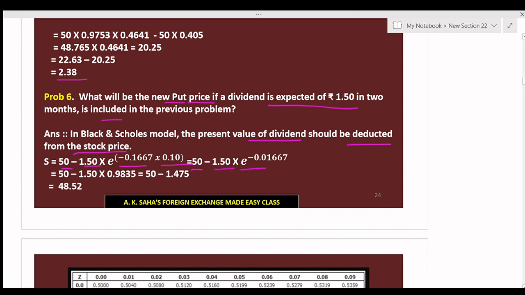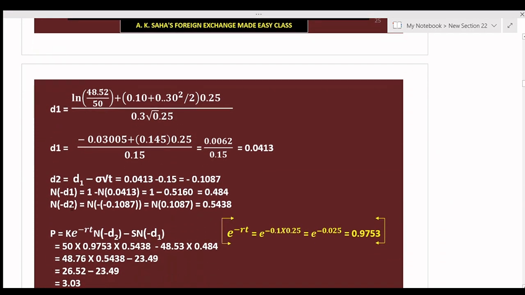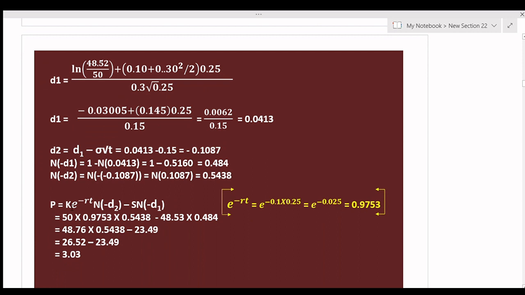minus 0.1667. That comes to 50 minus 1.475, and the new stock price will be 48.52. Now put this value in d1: ln of S by K, that is 48.52 by K 50, plus R plus sigma square by 2 into T, divided by sigma into root 0.25.